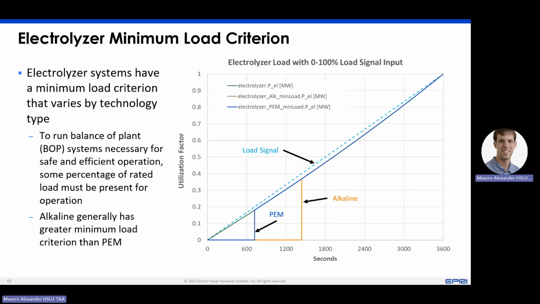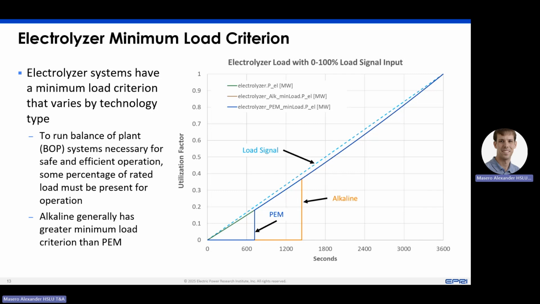So next we needed to look at that minimum load criterion, because that's one of our first big differentiating factors when we're comparing these different technologies. Some systems are able to ramp up at lower load percentages than others, which is a really important thing to keep in mind, especially if you're trying to pair these systems with something like a solar profile to make green hydrogen, which is the name of the game here.